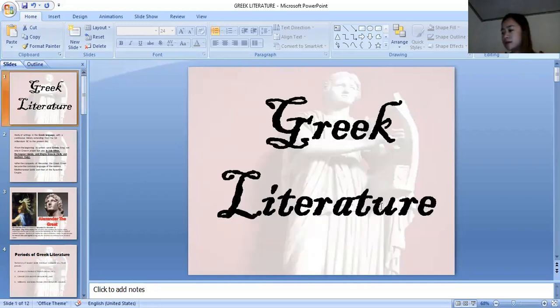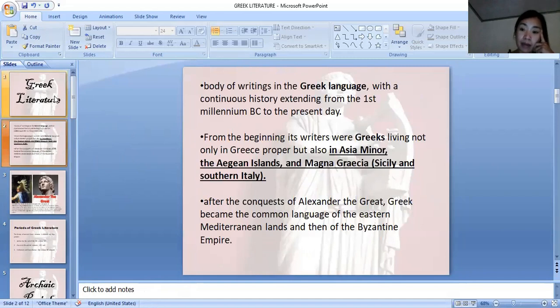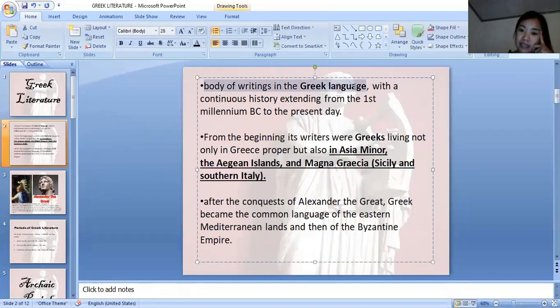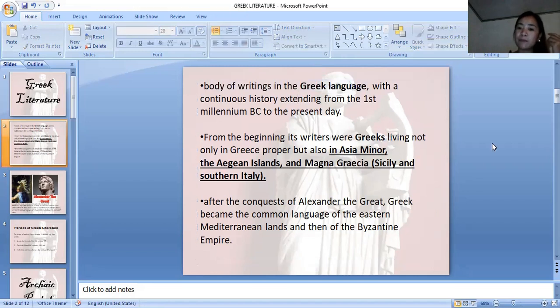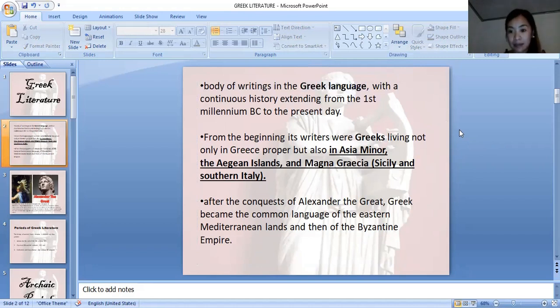Okay, the Greek literature. Last meeting, I discussed the European literature. Now we have the Greek literature. Hindi ko na masyadong pinahirapan itong Greek literature. Ano nga ba pag sinabing Greek literature? It is a body of writings in the Greek language in Greece, with a continuous history extending from the first millennium before Christ to the present day. So meaning to say, this Greek literature is still existing until now.